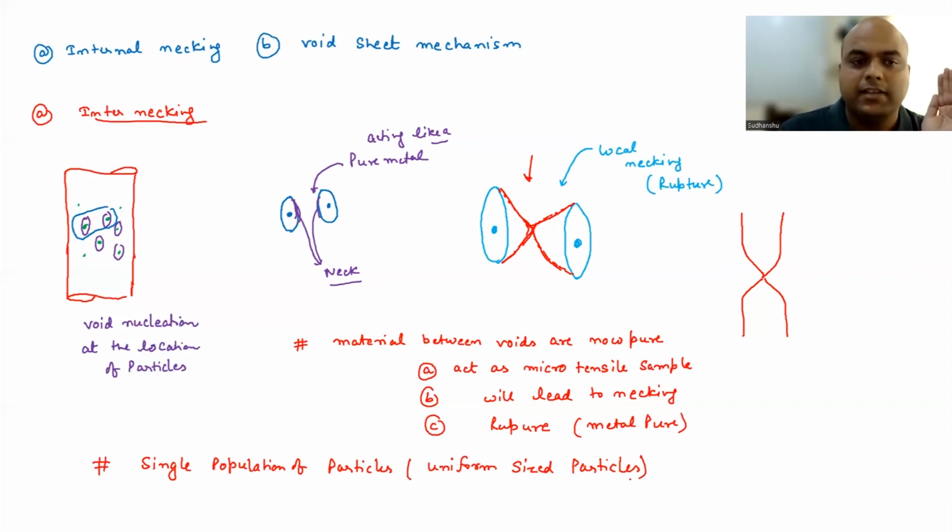So the second phase particle size is almost uniform, right? And they are going to generate these voids. The region between the voids is going to act like the pure metal microtensile sample. They are going to neck, leading to the rupture. So you are going to finally obtain uniform sized dimples. Now I'm introducing a term called dimple.